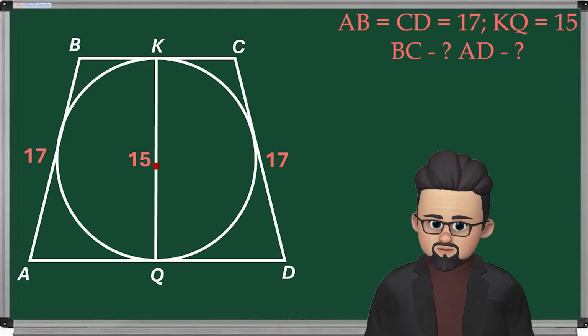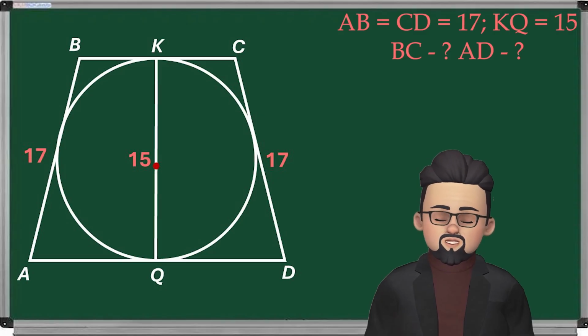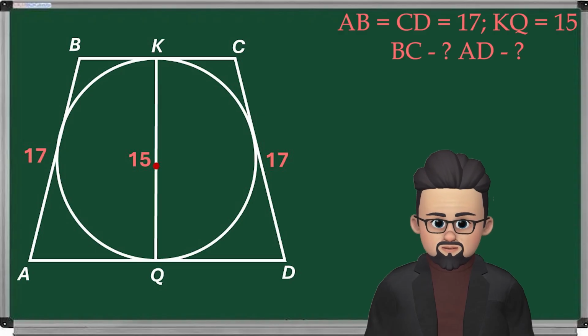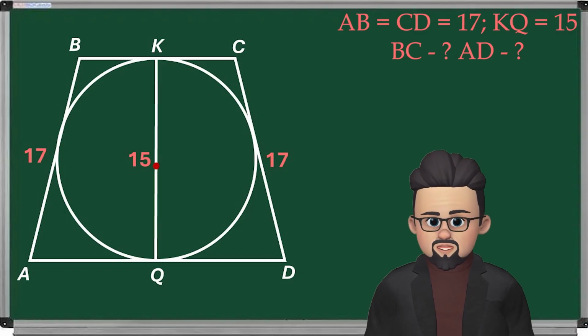Imagine we have a circle, and an isosceles trapezoid is drawn around it. This means the circle is inscribed within the trapezoid. We know the diameter of the circle is 15, and each of the non-parallel sides, also called legs, of the trapezoid is 17. Our goal is to find the lengths of the two parallel sides, known as the bases of the trapezoid.